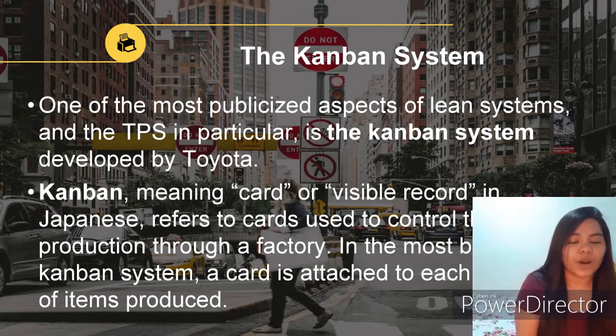Kanban System. One of the most publicized aspects of lean systems, and the TPS in particular, is the Kanban system developed by Toyota. Kanban, meaning card or visible record in Japanese, refers to cards used to control the flow of production through a factory. In the most basic Kanban system, a card is attached to each container of items produced. This card can be useful to know the record of each container.